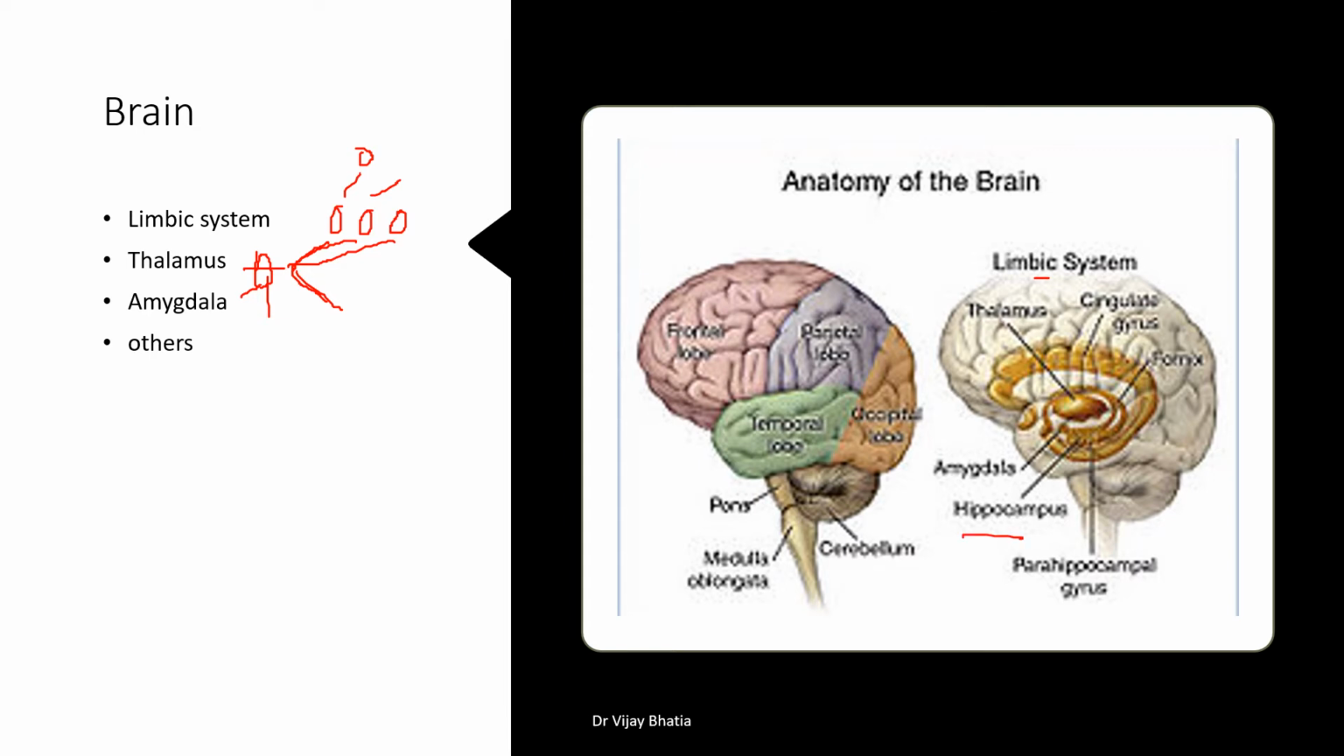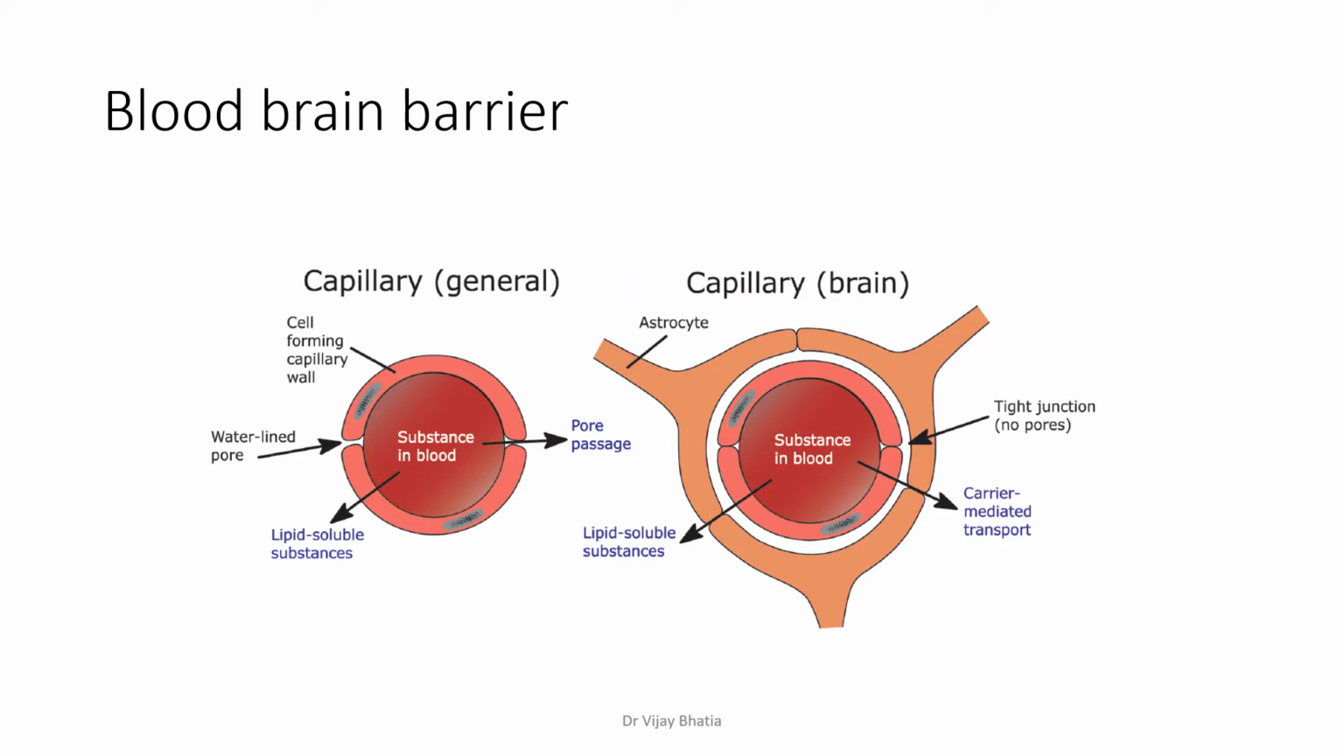Hippocampus is mainly for the memory. Amygdala is mainly for the fear, aggression, violence. It's highly charged emotions. And all these other areas like cingulate, gyrus, fornix, they play important role in maintaining the emotions.